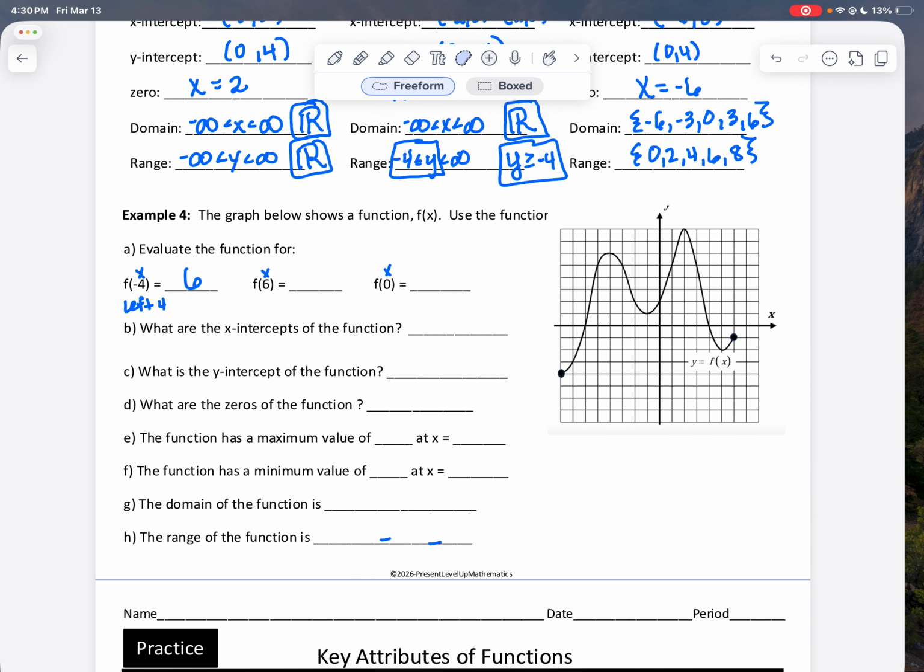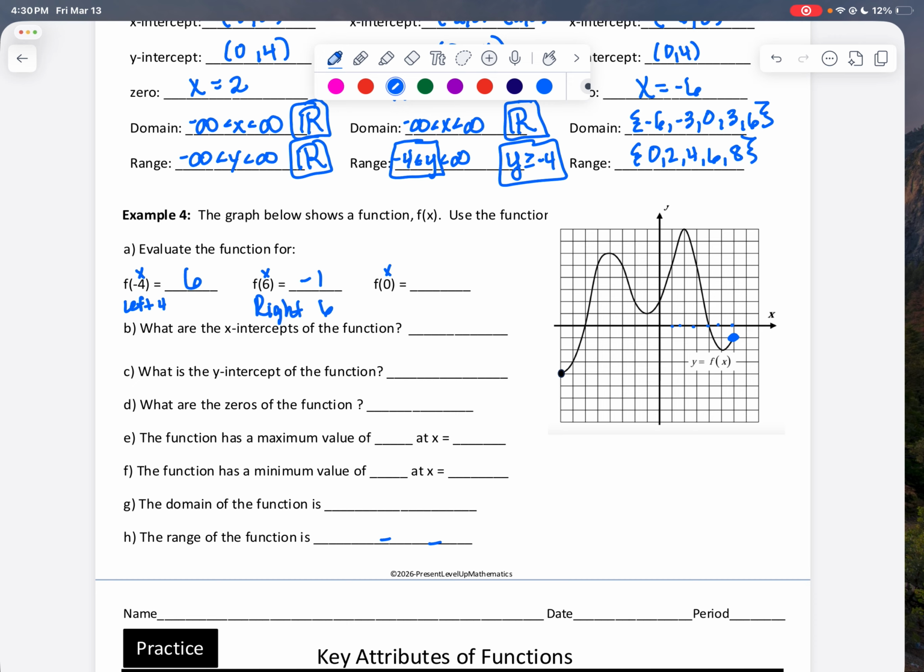f of 6. That means if you go right 6, how many will you have to go up or down to hit the function? So 1, 2, 3, 4, 5, 6. Notice you'll have to go down 1. So that would be -1.